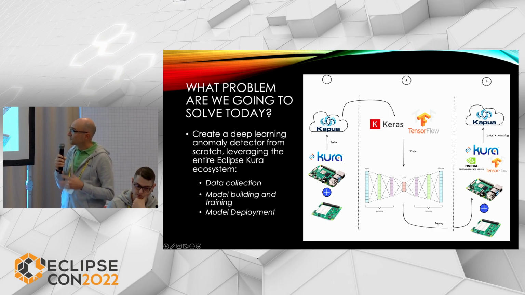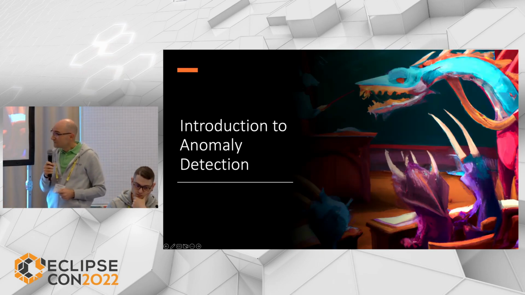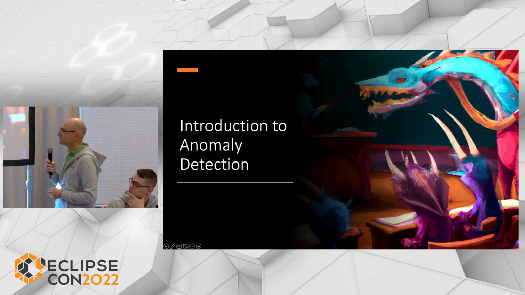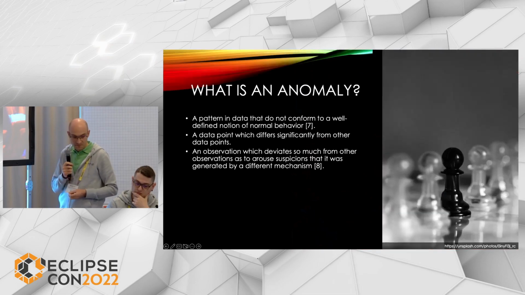Then we'll put all the data on Kapua, and retrieving data from there, we'll develop a specific machine learning algorithm used for anomaly detection. Once the model is developed and trained, we'll deploy the model again on Kura, and we'll show you how it is possible to detect anomalies and publish the data again on Kapua. But first, before starting the tutorial, we need a short introduction on what anomaly detection is and how important it is for us.